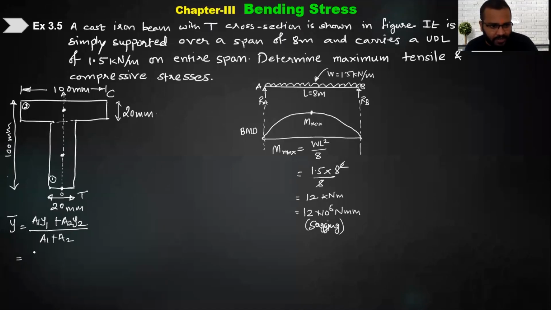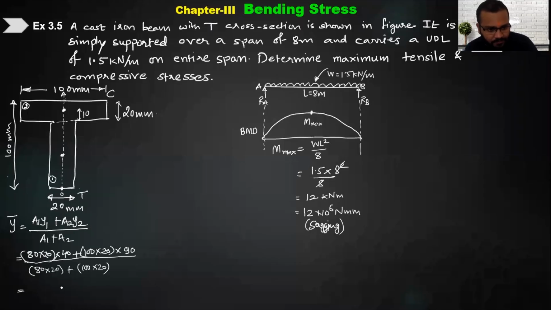So 80 into 20 into Y1, where Y1 is 40, good, plus 100 into 20 into 90. Very good, 90. As you can see for the other rectangle the centroid is at 10, but we are counting from here. So the total 80 plus 10 will be 90, and then you have to just divide by A1 plus A2. So it is 80 into 20, which is A1, plus 100 into 20. Give me the answer in mm.